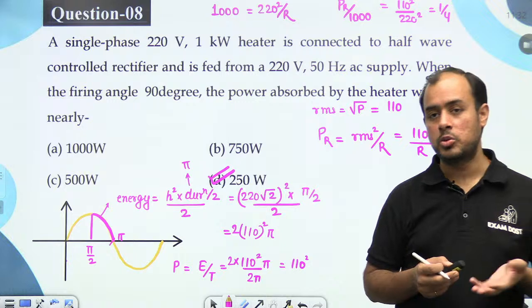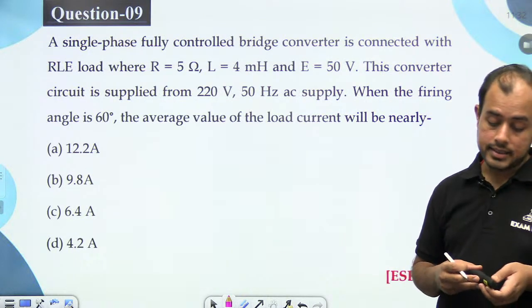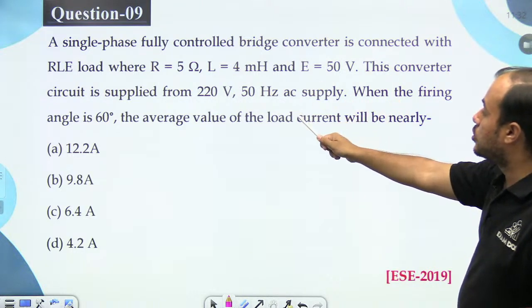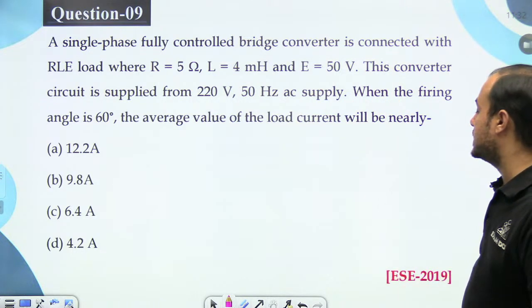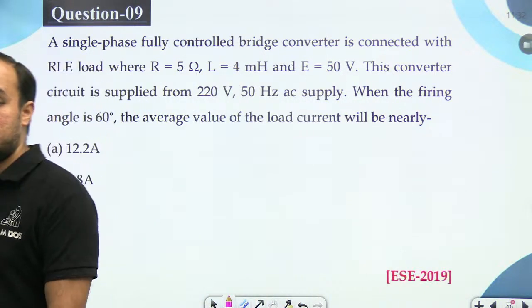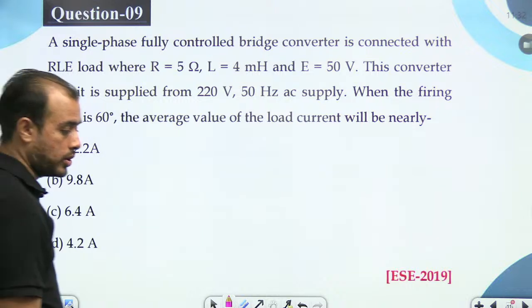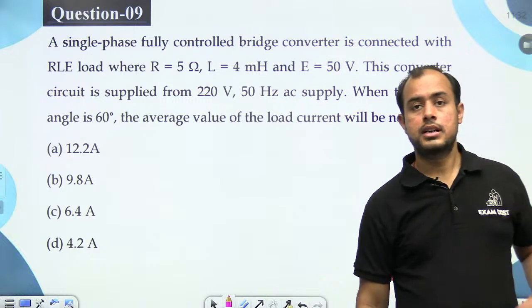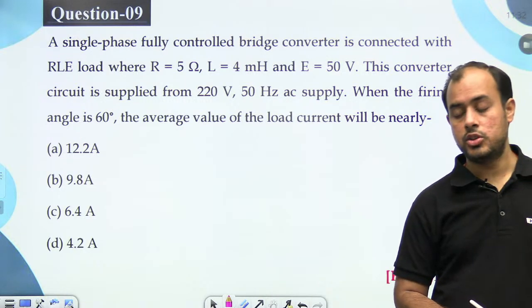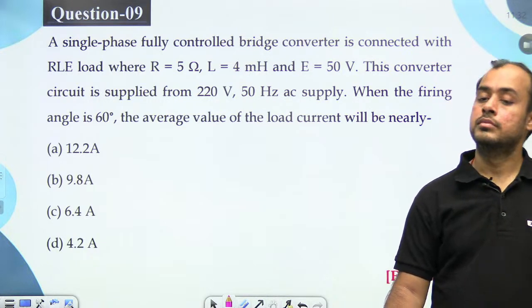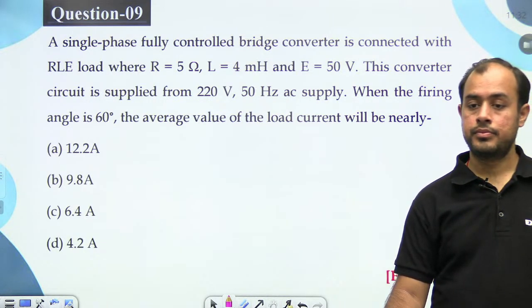अब अगर मैं ड्यूरेशन पाई बाय 2 लिख दूंगा तो गलत हो जाएगा. A single phase fully controlled bridge converter is connected to a RLE load 220 volt 50 hertz supply, alpha is 60. The average value of the load current is nearly. What is the average value of the load current? Come on everyone. What is the average value of the load current? बोलो भाई.